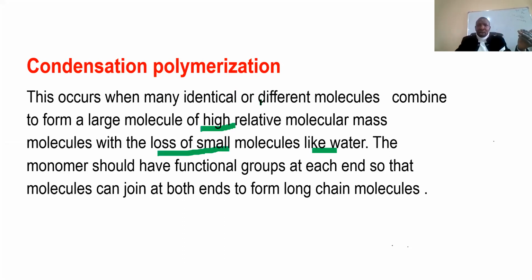And many times you find there are different molecules. Mostly in addition polymerization, you are using identical molecules. They are the same molecules that are combined, like ethene molecules. But for condensation, in many times you're going to find different molecules combining to form the polymer.